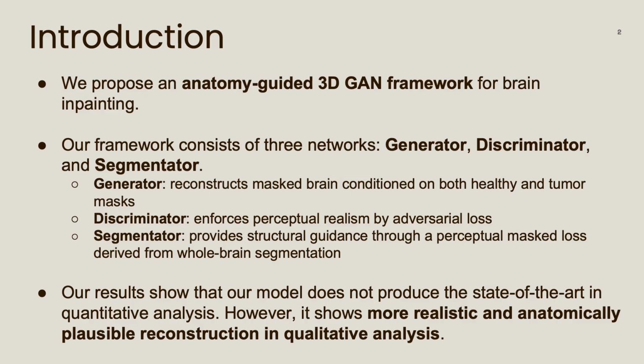We propose an anatomy-guided 3D GAN for brain inpainting with three parts: a generator, a discriminator, and a segmentator. The generator fills masked brain regions with the healthy mask and tumor mask. The discriminator encourages realism through an adversarial loss. And the segmentator adds structural guidance through a mask-aware perceptual loss based on pseudo-whole-brain segmentation.